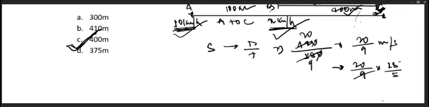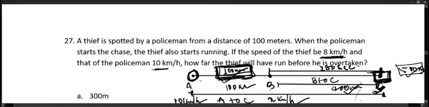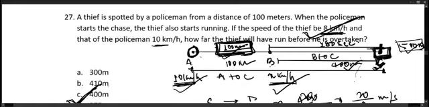And if we want to change meter per second into kilometer per hour, then we have to multiply with the fraction 18 by 5, that is 9 into 2, 5 into 4, that is 8 km per hour, as it is already given in the question. The speed of the thief is 8 km per hour.